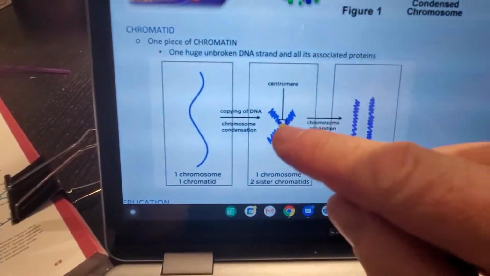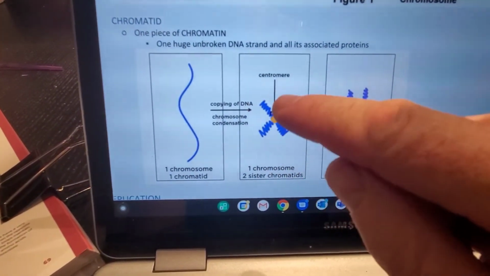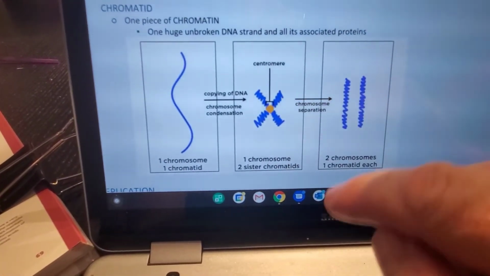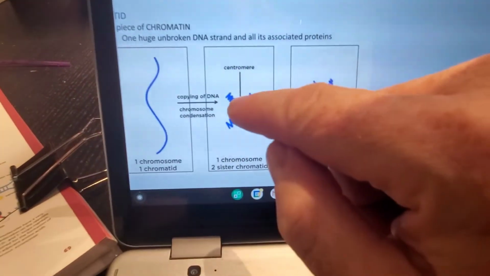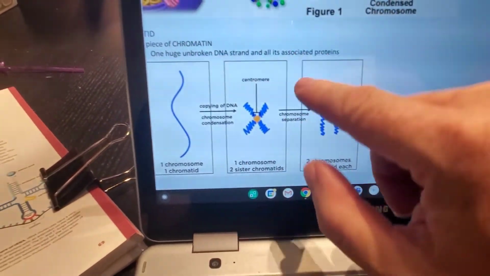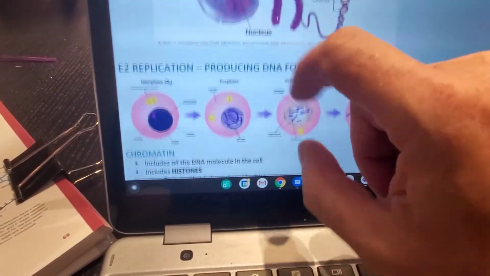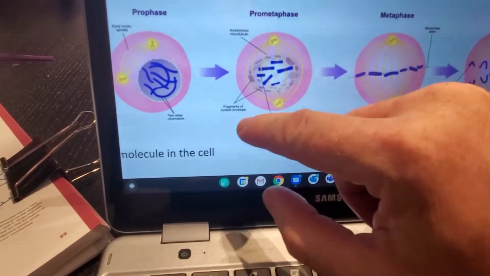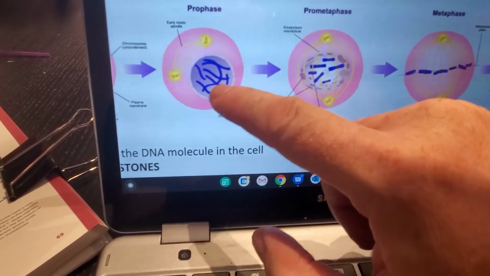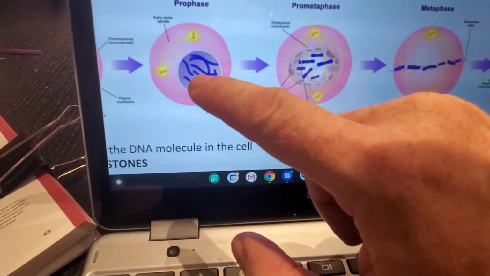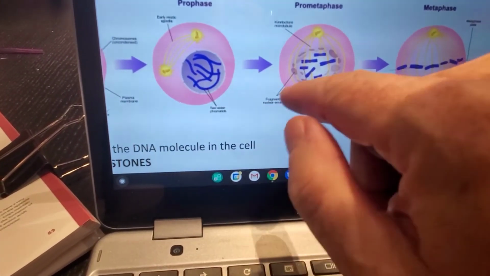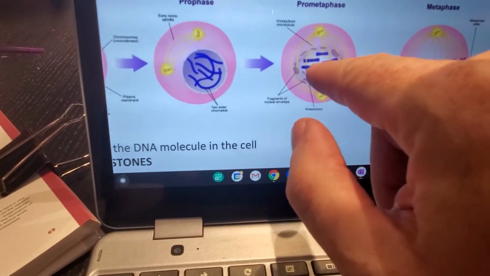Okay, so that's why we have the centromere. It's important because the centromere keeps the two sister chromatids organized. And what happens in the cell when it's dividing? Here's a nice picture. Look here, all the chromosomes are condensing, and they're all sorted out.